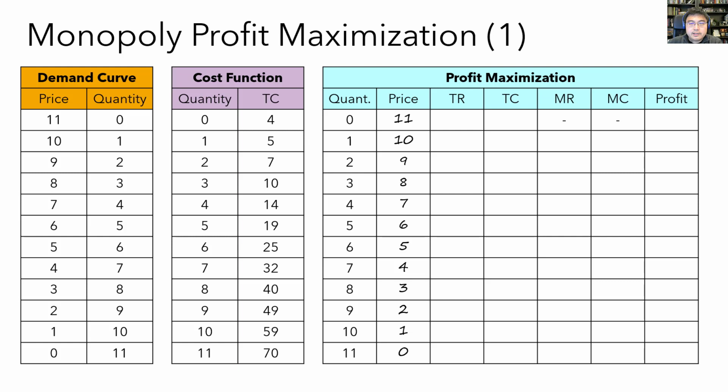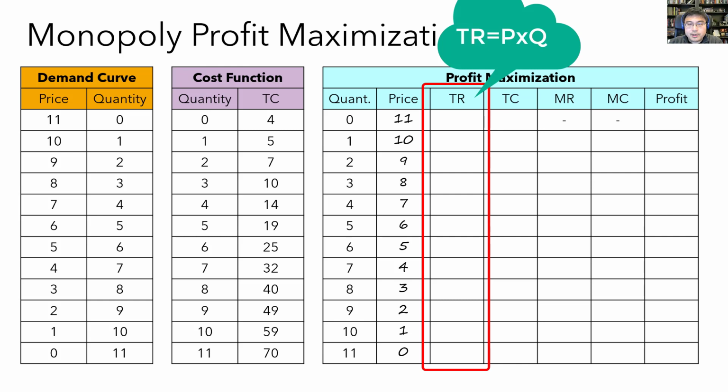All right, so now let's do total revenue. If you remember, total revenue just means the amount of money which is coming in for the firm. And in this case, it's just equal to price times quantity, right? It's however much you sell times the price that you sell it at. So if quantity is 0 and price is 11, then total revenue would be 0.